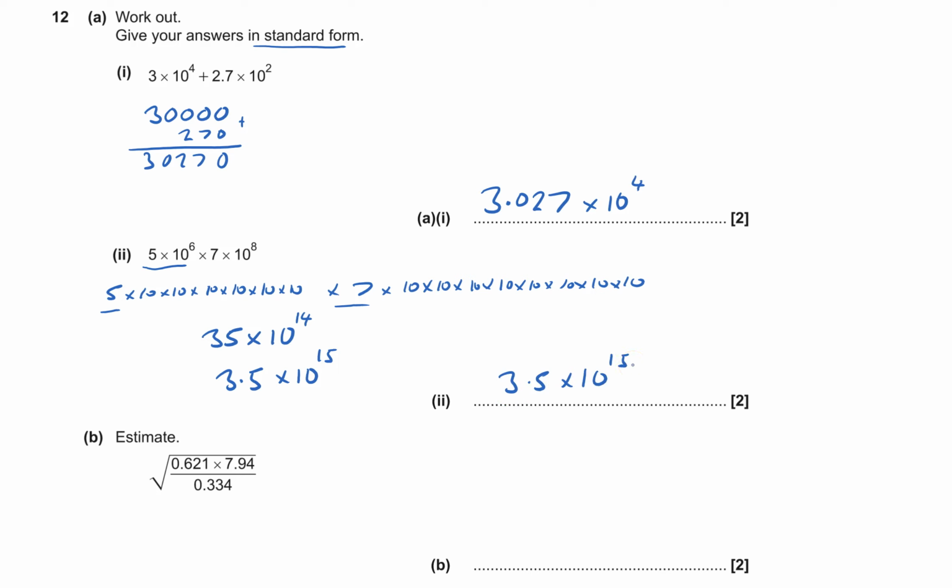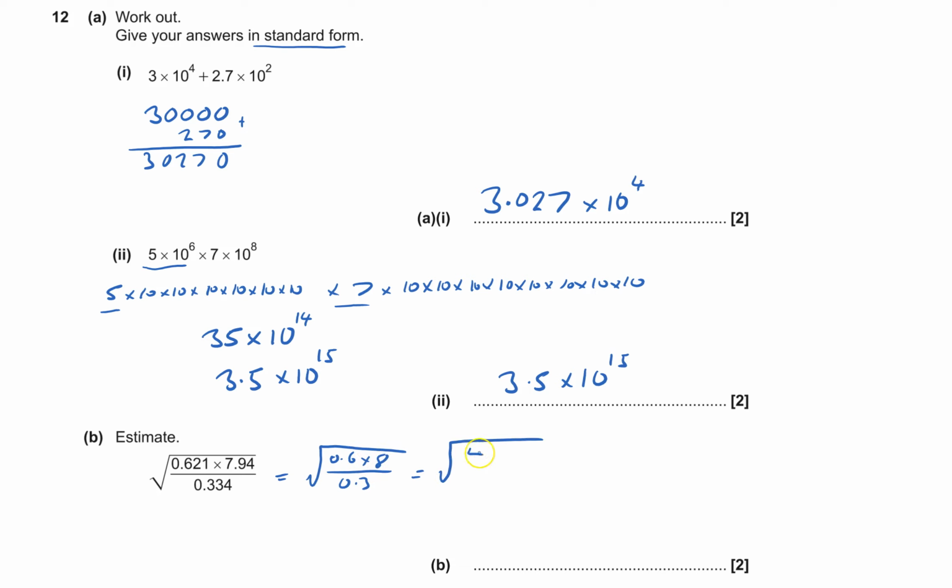And finally, this one to estimate. Generally speaking, the rule is let's just put everything to one significant figure. So that'll be 0.6 times by 8 divided by 0.3. You'd get 1 mark just for doing that. You'd probably get 1 mark for saying 0.5 times 8, which I know is easier, but actually I think this is going to be quite sweet.